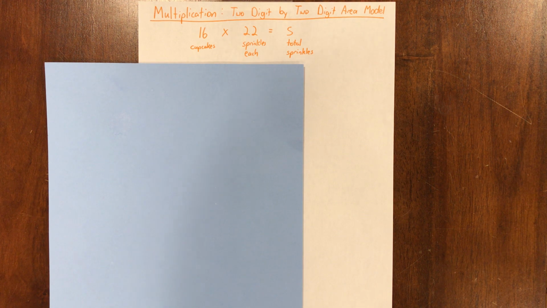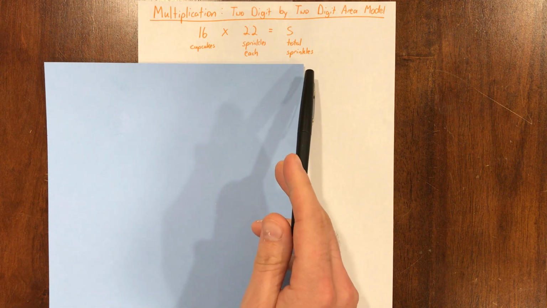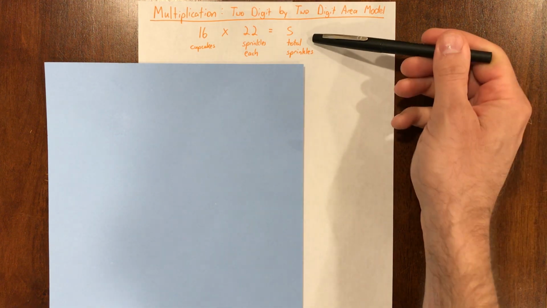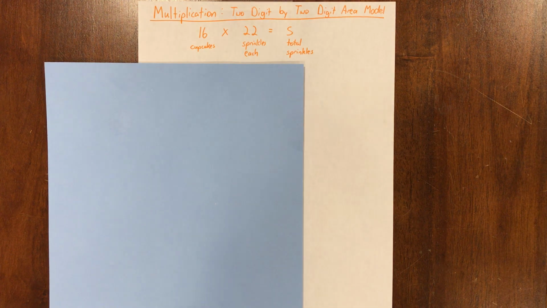All right, there's a lot of ways that you could have represented this problem. One way I imagine a lot of you did was just a labeled number sentence. 16 cupcakes times 22 sprinkles on each cupcake. That's going to give you the total number of sprinkles.